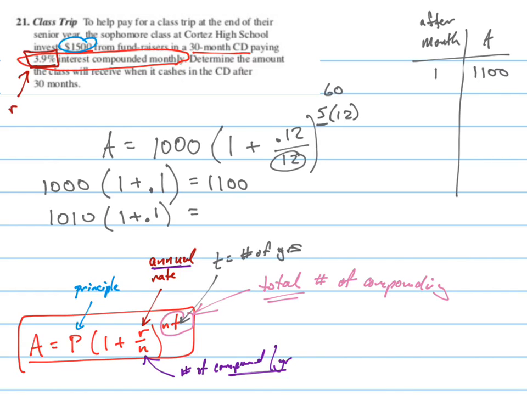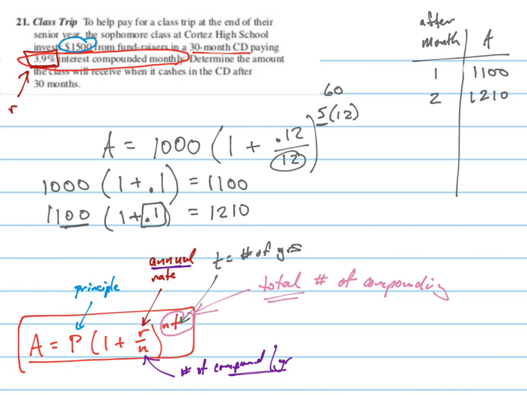So I made $100 in that first month. 12% would be a really good rate to have, by the way. So after the second month, now I have an extra $100 that I'm making 10% interest rate on. So after month 2, if I multiply these together, I would have 1210. I'd have $1,210.